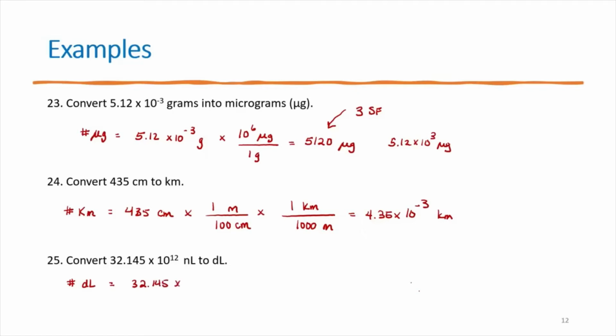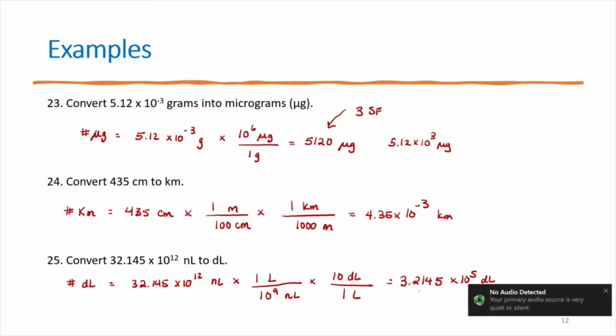I've got 32.145 times 10 to the 12 nanoliters. Again, I'm going to convert through my base unit first. So 1 liter has 10 to the 9th nanoliters. Now that I'm in liters, I can convert to deciliters. I know there's 10 deciliters for every 1 liter. My final answer, 3.2145 times 10 to the 5th deciliters. Okay.